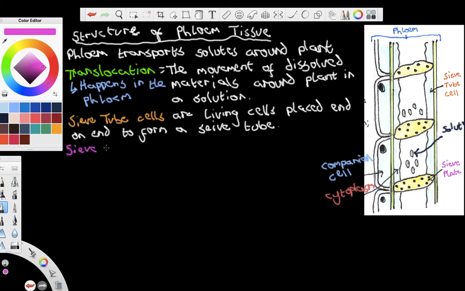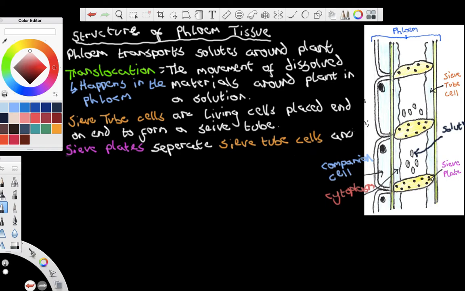Sieve plates separate sieve tube cells and have tiny holes in them that allow solutes through.